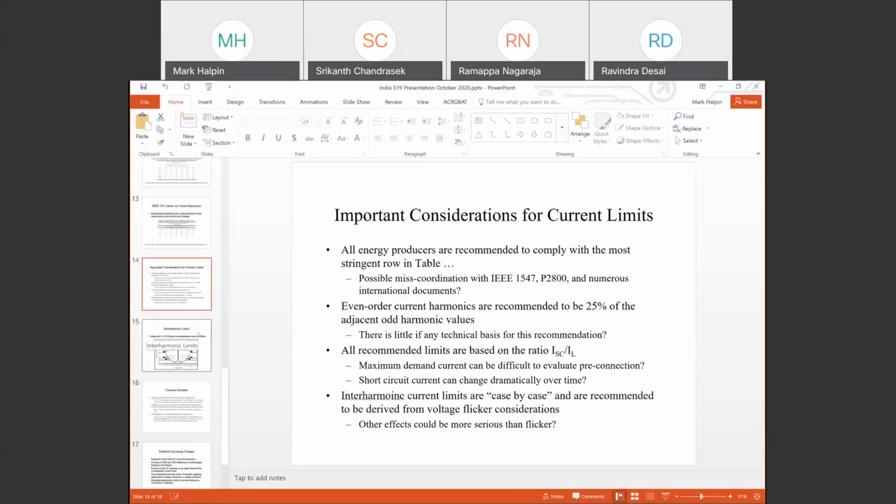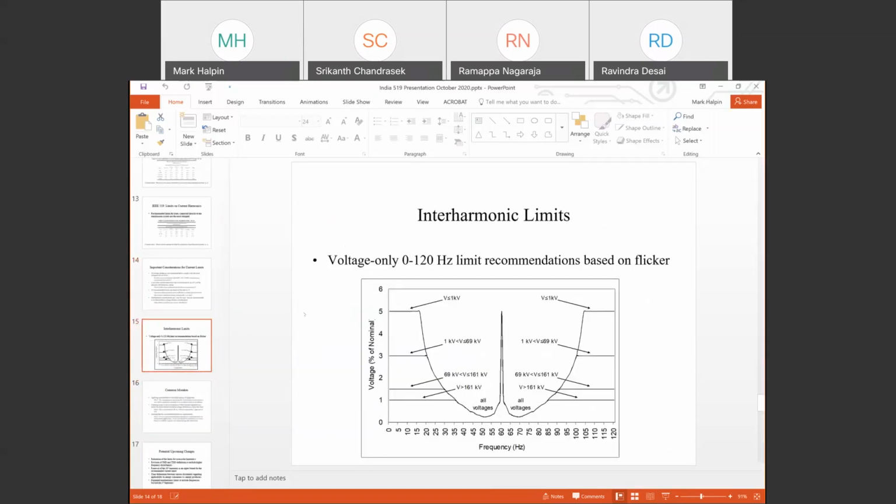And as far as interharmonics are concerned, in the present edition of 519, we recommend interharmonic limits based on light flicker. If you're familiar with light flicker, you might recognize this plot as being kind of 2 versions of the traditional flicker curve, the PST1 curve.